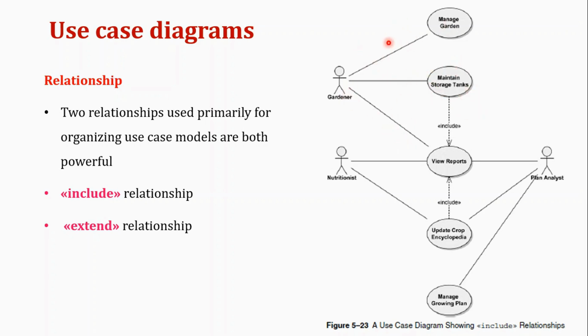Users are utilizing the systems, and the tasks performed are given here. These are all the entities where tasks can be performed by the actors. Actors are performing or invoking view report. The nutritionist can invoke view report, the gardener can also invoke the view report, and the plant analyst can also invoke it. These are all the actions invoking the view report. So that is the include relationship.